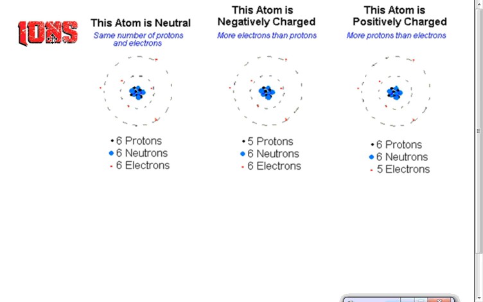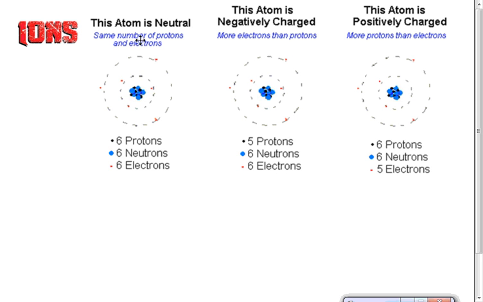All right, let's look at ions. Make a little title that says ions. You do not have to write this at all, please don't, but I have a picture. This one says this atom is neutral, negatively charged, positively charged. The picture is not the best, but the description underneath works. What do I have? I have 6 protons, 6 neutrons, 6 electrons. Kind of sounds like what we just did.